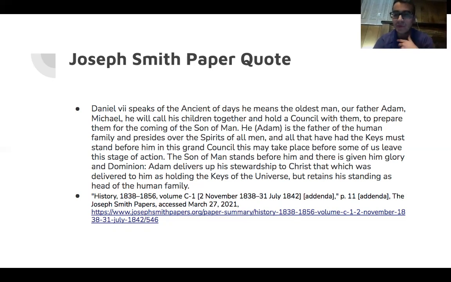"The Son of Man stands before him, and there is given him glory and dominion. Adam delivers up his stewardship to Christ, that which was delivered to him as holding the keys of the universe, but retains his standing as head of the human family." Good. And this is just to prepare us for his second coming. Christ will be there too. Adam will give back his keys, and he will keep his title of head of the human family.